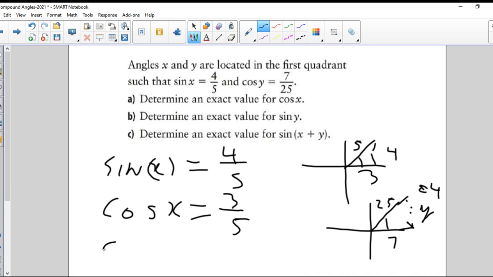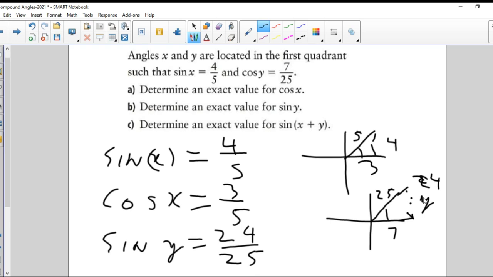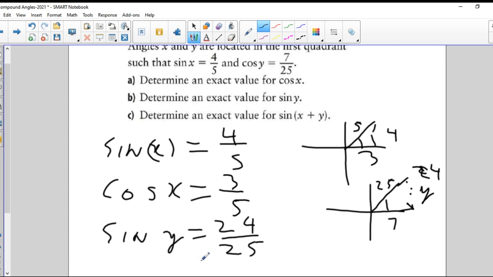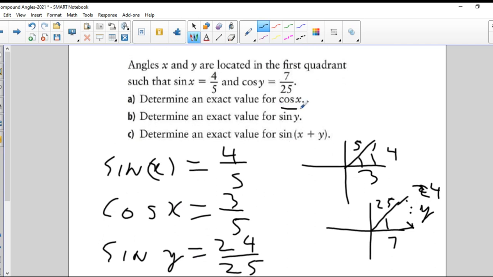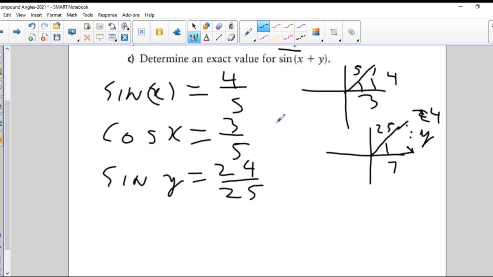So very quickly, the sine of y is equal to 24 over 25. It's equal to the opposite side, which you said was 24, over 25, which is the hypotenuse. Okay? So we have the cosine of x and we have the sine of y. They asked us for that. We got them both. Now, an exact value for the sine of x plus y would be as follows in like 20 seconds. The sine of x plus y, we have to go back and find the formula for sine of x plus y.